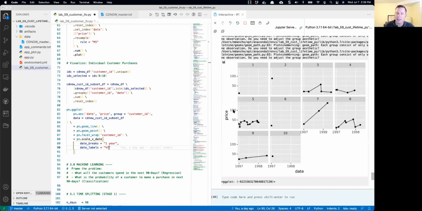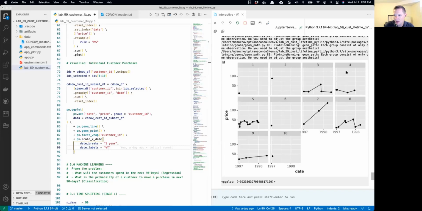This is cool because now I can see for specific customers, this customer has only purchased once right at the beginning of our window. This customer has only purchased once. This one's interesting because they have several purchases that they've made. This is like that repeat customer, the ones that probably have a higher probability of repurchasing in the next 90 days, whereas customers 1 and 2 probably don't.